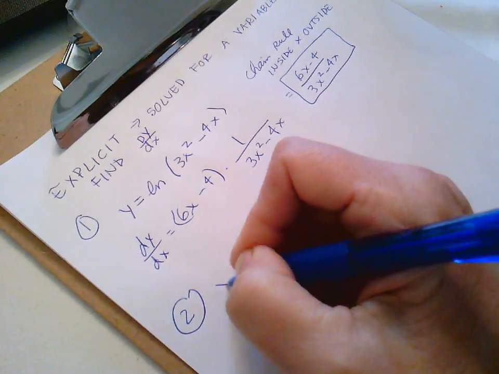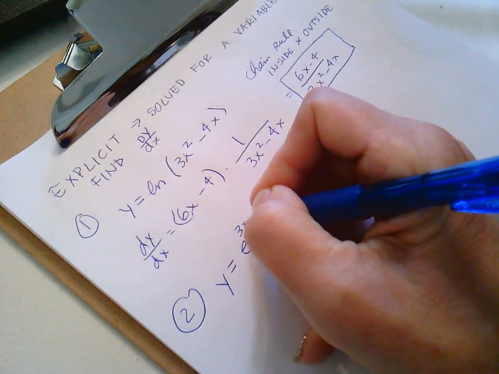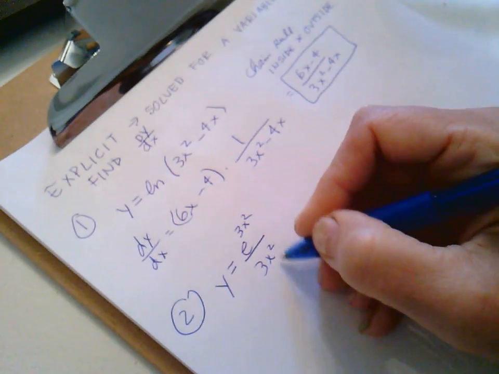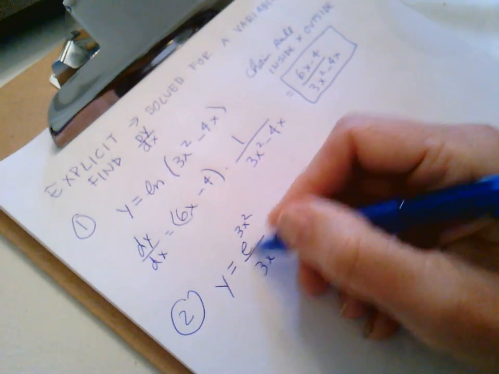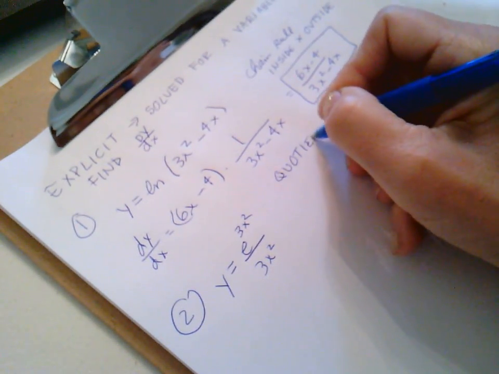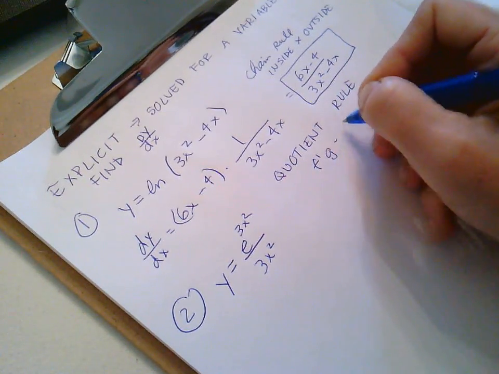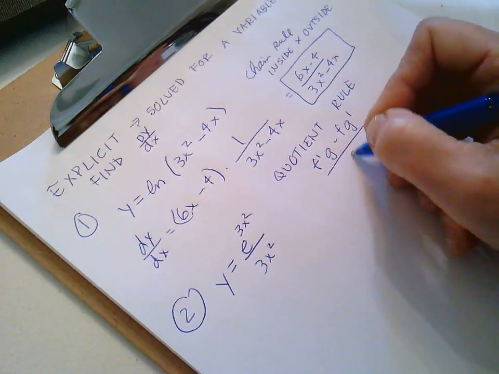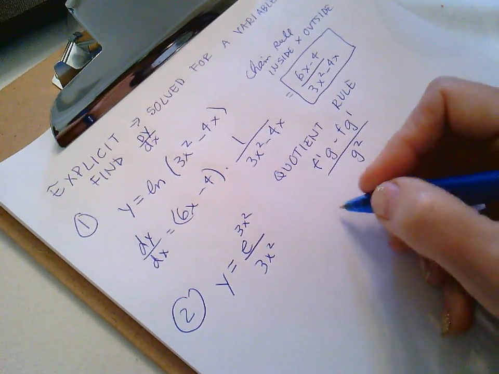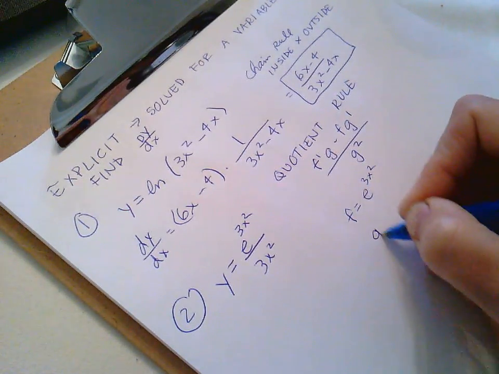For number 2, we have y equals e to the 3x squared over 3x squared. And since this is a fraction, we're dividing, use the quotient rule, which is f prime g minus f g prime over g squared. And so we need f and g. So the numerator is going to be f, and the denominator is going to be g.